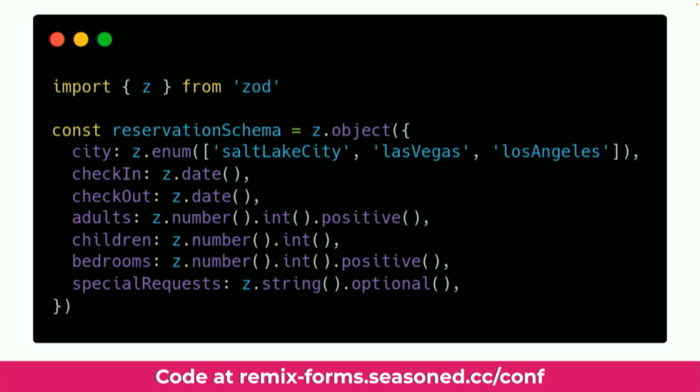But basically, the first thing we do is we create a Zod schema for our form. And a Zod schema is like city. We have 3 options of city there. You have dates. We have numbers. And a few of the numbers must be positive. We have an optional string, etc.